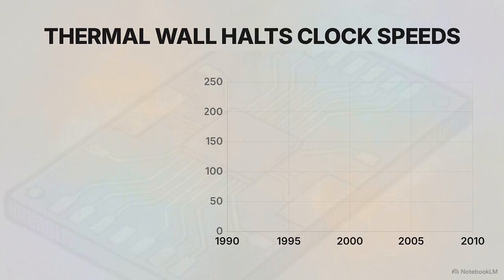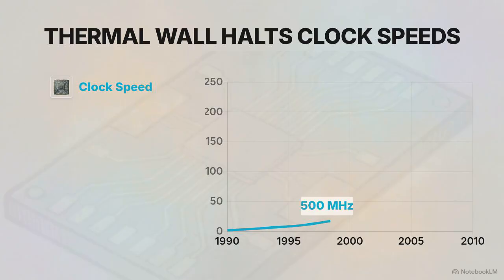This graph tracks CPU clock speeds throughout the 1990s and early 2000s. For years, the industry relied on increasing sequential clock speed to drive performance. Processors scaled rapidly from 500 MHz to 1 GHz, and eventually up to 3 GHz, before the curve flatlines.